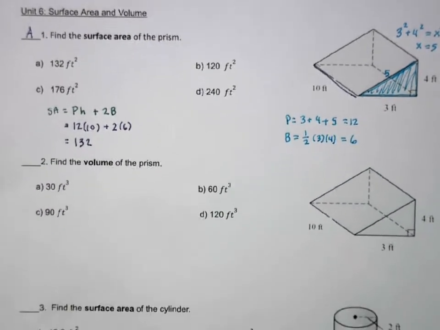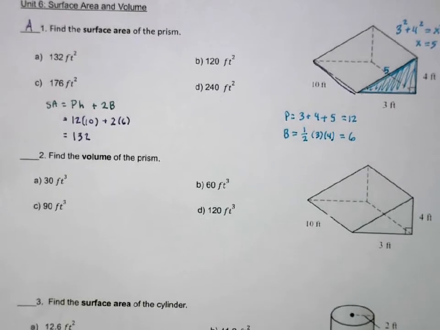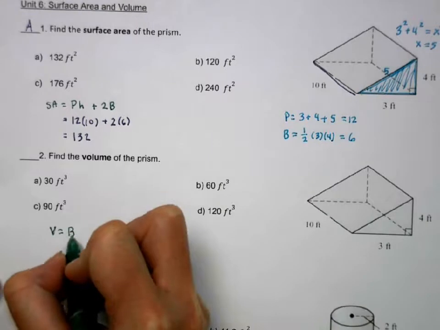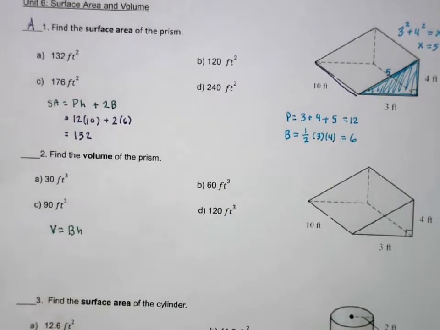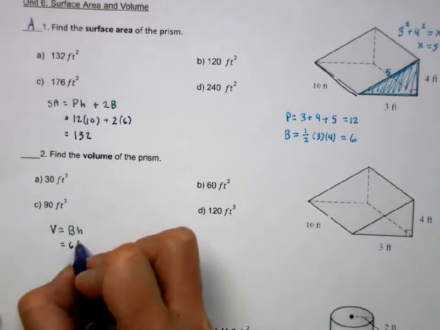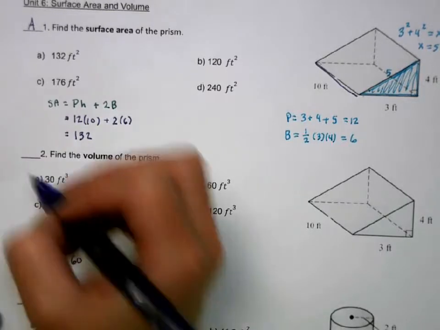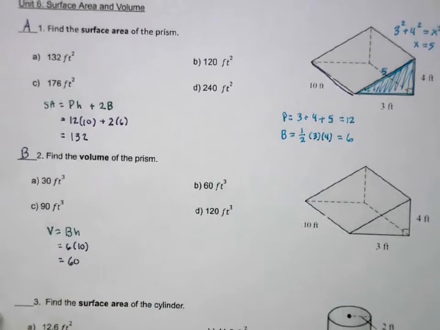The number 2 here is the same picture, but now we want the volume. So the formula for volume of a prism is simply base times height. We already calculated the base as 6 and the height is 10. So this is 60, or B.